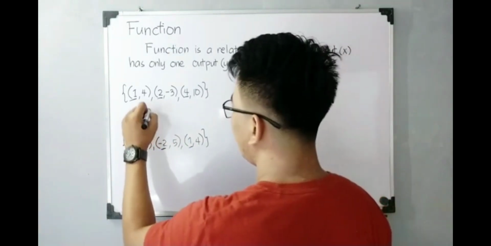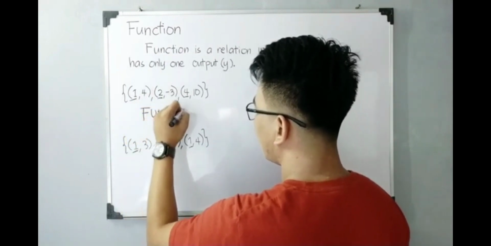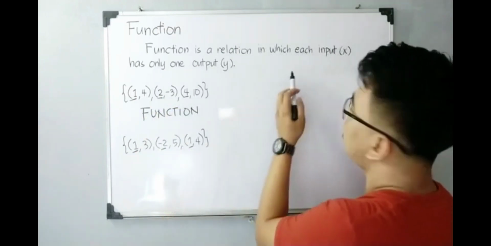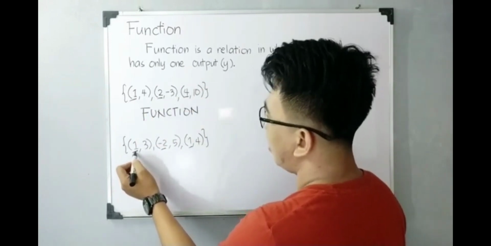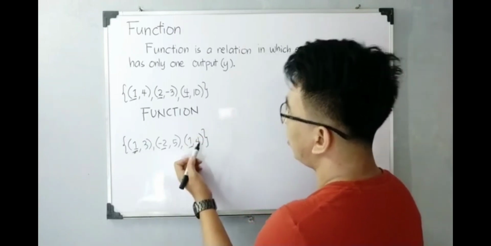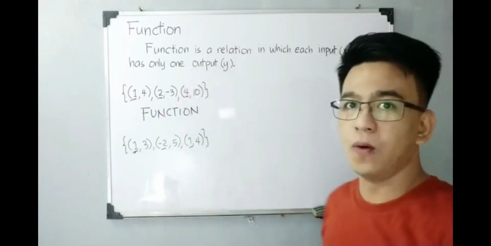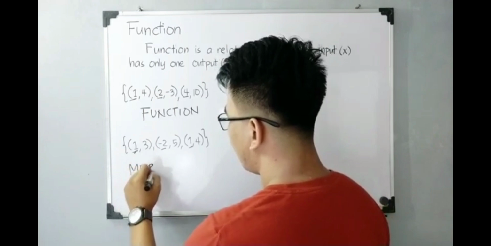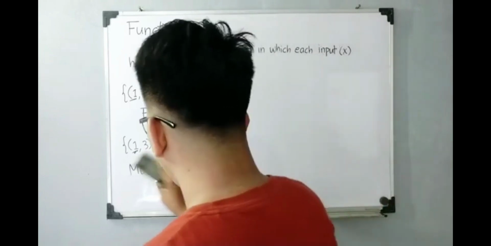Ngayon, alin sa dalawang to ang function? This one, this first set is a function. Ito naman, hindi siya makakonsider na function because yung input natin ay may naulit. Kasi for example, yung 1 natin. Yung input natin na 1 ay meron siyang dalawang correspondence which is (1, 3) tapos (1, 4). In which sabi dito, each input x has only one output y. So dapat walang repetition. So this one is a mere relation or in other words, pwede natin sabihin na relation lang siya.